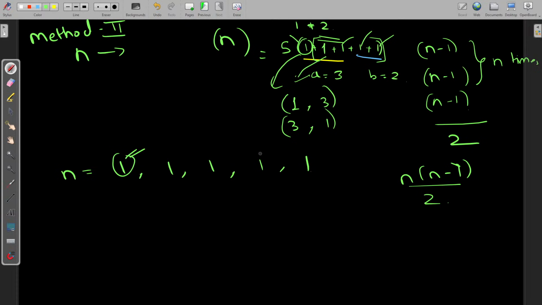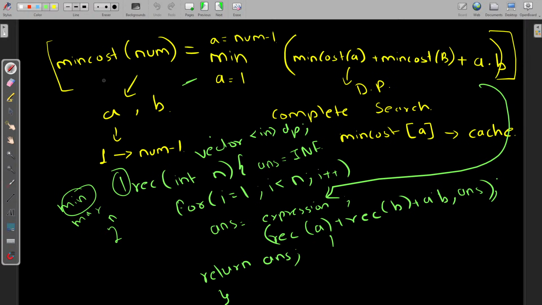Okay, so I guess this is easy to understand. Also, one more observation in this particular problem, or not an observation but something which you can use in future problems: if I change this expression, answer equal to recurrence, so instead of min I change it to max, what would happen? Can you let me know in the chat?